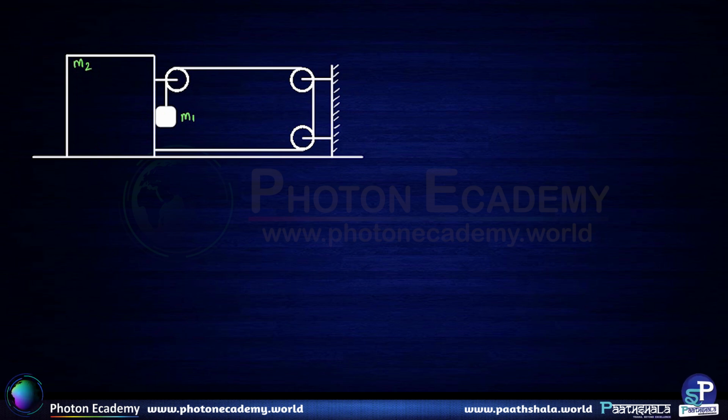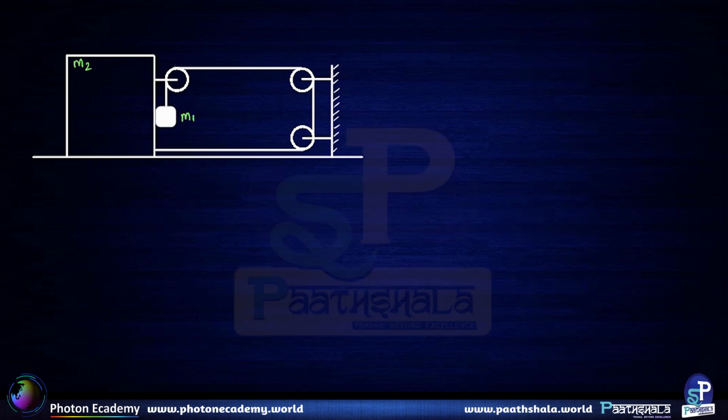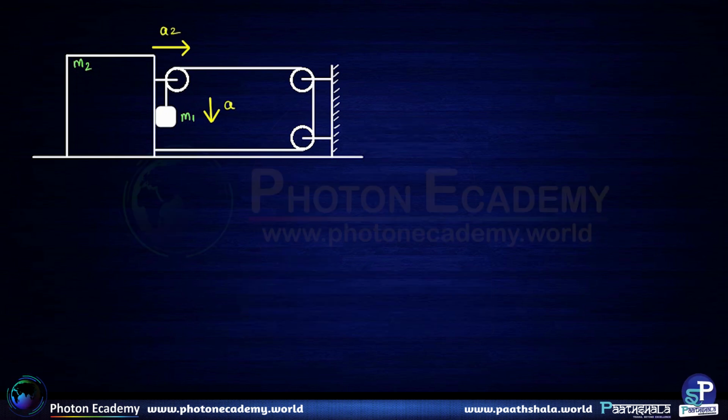We can understand that the mass m2 is going to move towards the right hand side as the mass m1 moves downwards. So the acceleration of mass m2 will be a2 and the acceleration of mass m1 will be a1.